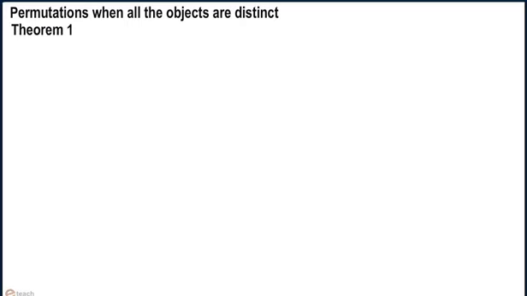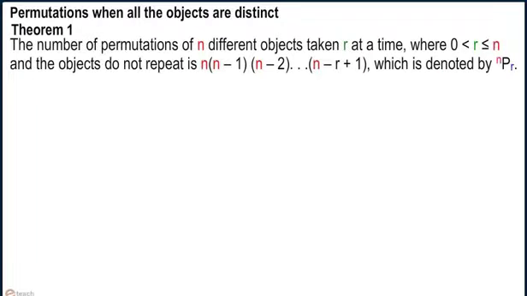So now we are ready to learn Theorem 1, which deals with the permutations when all objects are distinct. Theorem 1. The number of permutations of n different objects taken r at a time, where r is greater than 0 and less than or equal to n, and the objects do not repeat, is n into n minus 1 into n minus 2 up to n minus r plus 1, which is denoted by nPr.